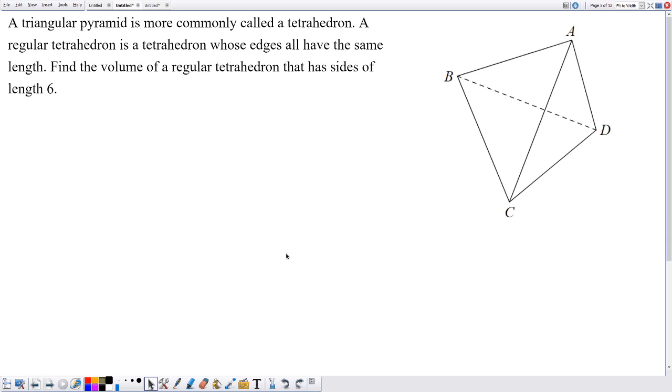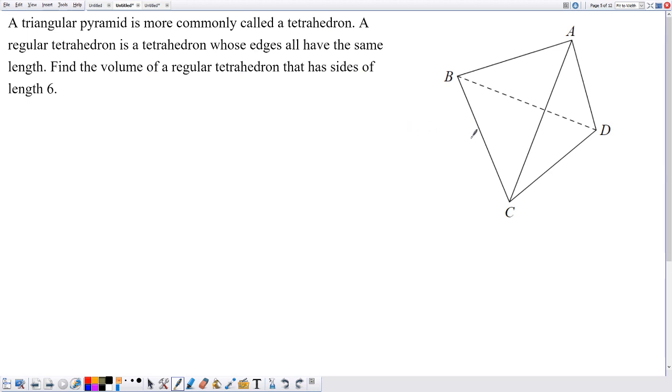Hello again. So, our next pyramid is a triangular pyramid. Now, these are called tetrahedrons. A regular tetrahedron is a tetrahedron whose edges all have the same length. So, it wants us to find the volume of this tetrahedron if the side length is 6.